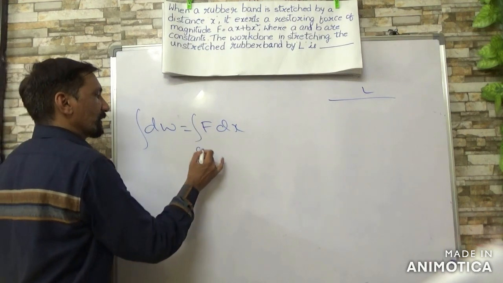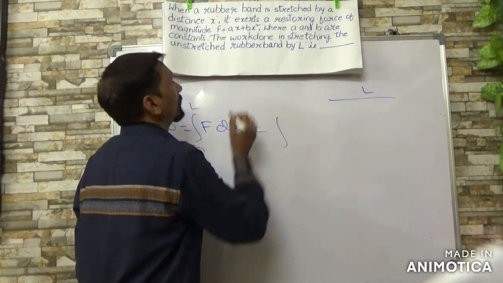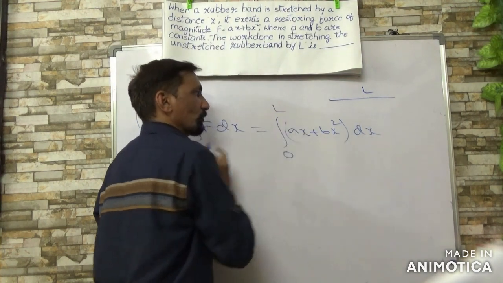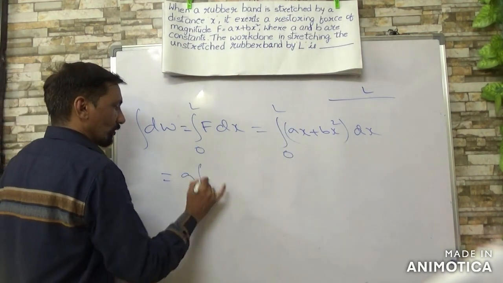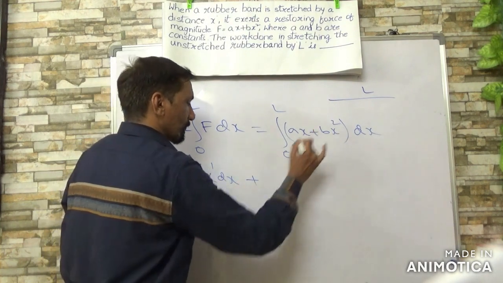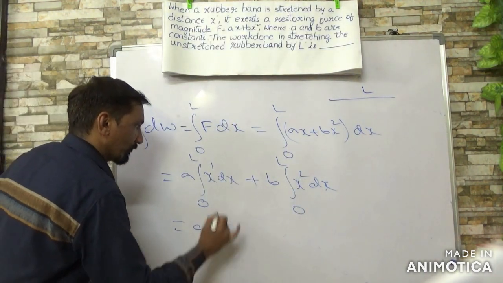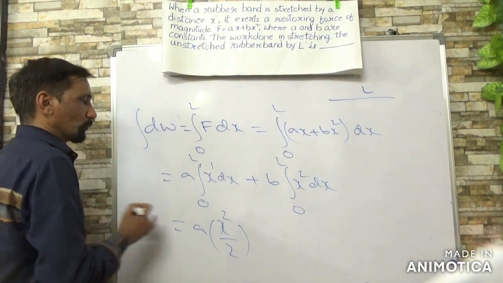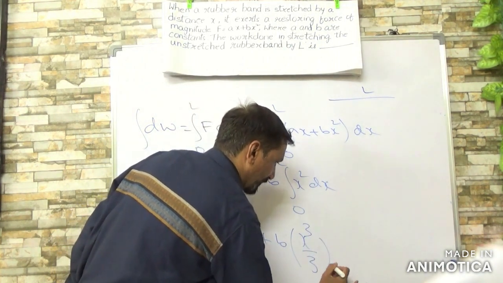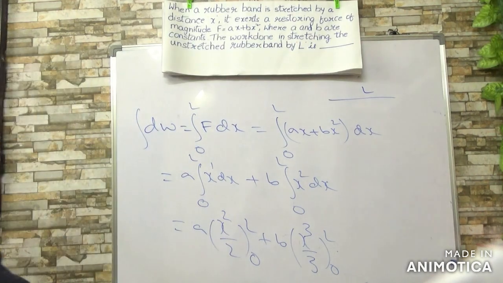When you are integrating between 0 to L, you get total work done, which is equal to energy. So it is (ax plus bx square) dx between the limits 0 to L. While integrating, always take the constants out of the integration. So a of x to the power 1 dx between the limits 0 to L, plus b of x square dx between the limits 0 to L. The integral of x is x square by 2, and the integral of x square is x cube by 3, between the limits 0 to L. When you substitute upper minus lower, you get total work done.